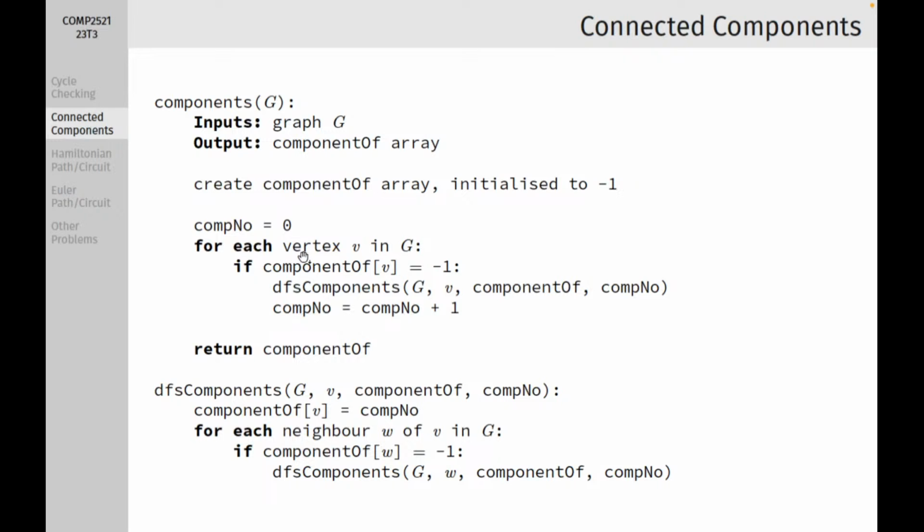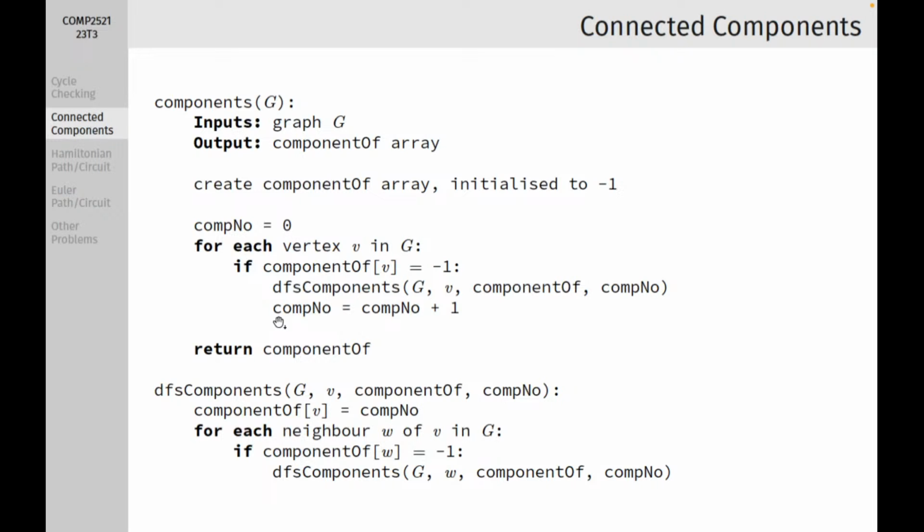And for each vertex in the graph, if that vertex hasn't been assigned a component number, then we perform a DFS starting at that vertex. So DFS components V. We also pass in the component number, because instead of just marking a vertex as visited, we'll give it the component number instead.